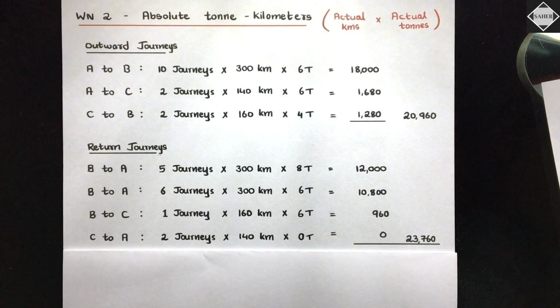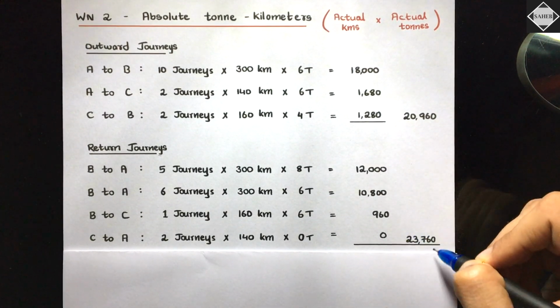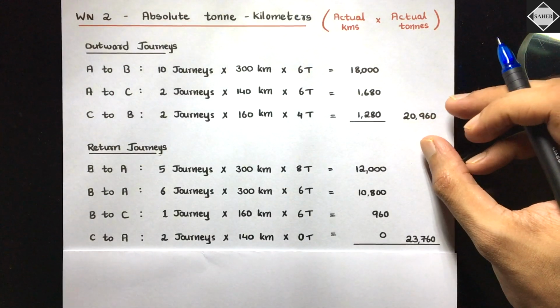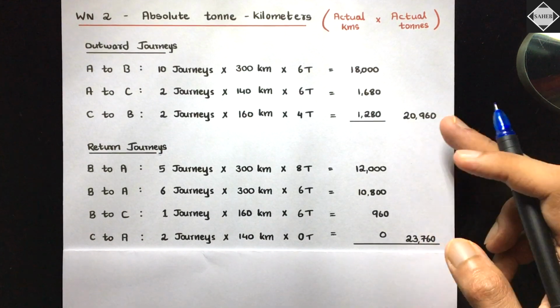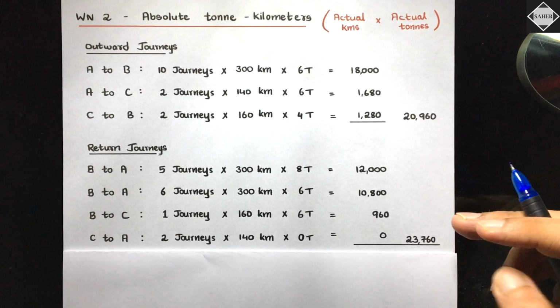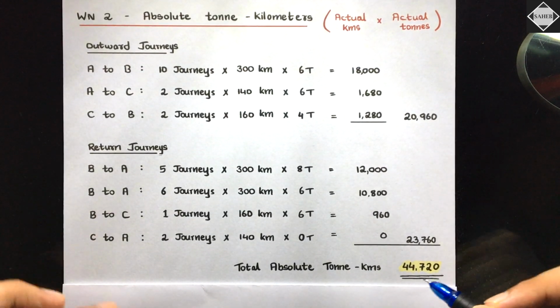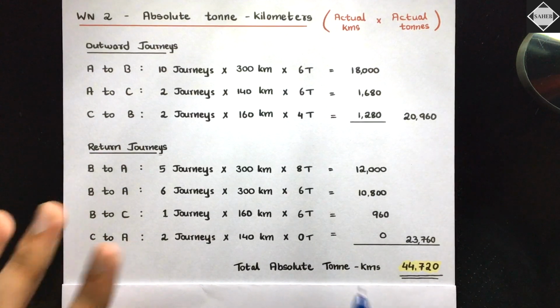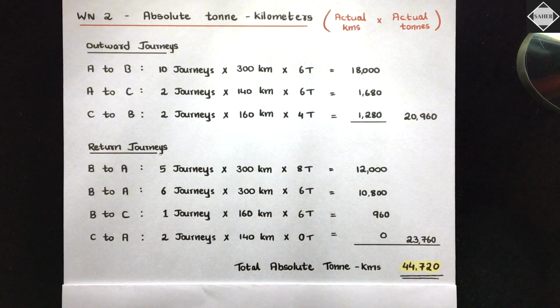Is it clear? Simple. So if you just make a sum, 12,000 plus 10,800 plus 960, that's equal to 23,760. So because of outward journey, it's 20,960. Because of return journey, it's 23,760. So now you will just add it. Okay. So that is equal to how much? 44,720. You have calculated another denominator, second denominator. Total absolute ton kilometers in the month of January is 44,720 ton kilometer. Okay, is that clear?